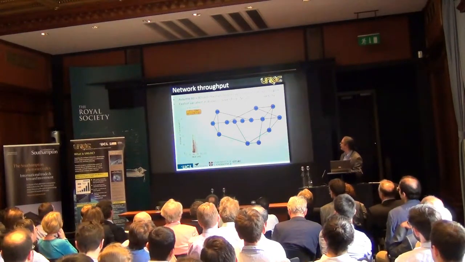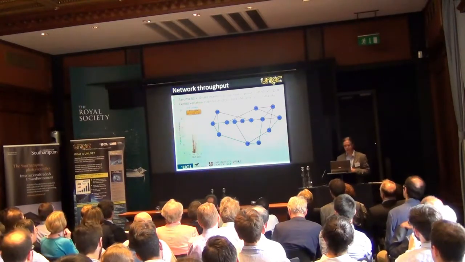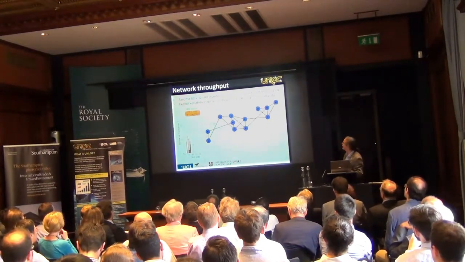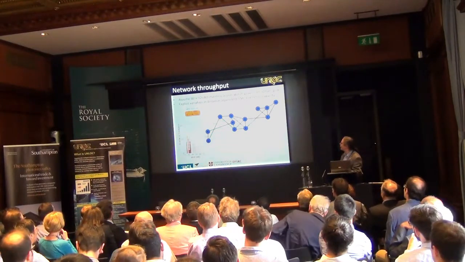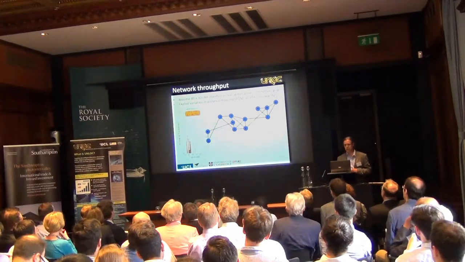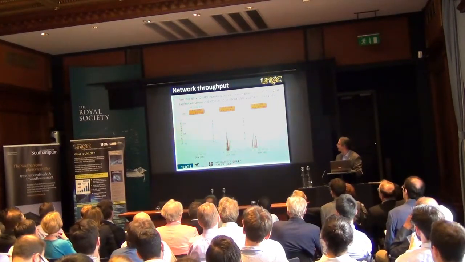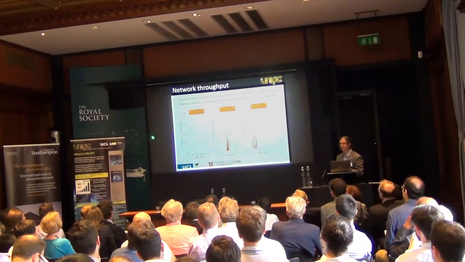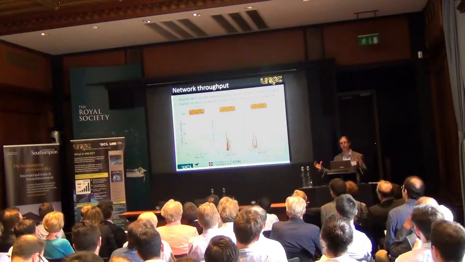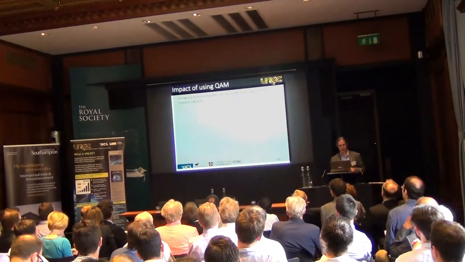Again, we can do the same with the NSFNet, and we can get of the order of 300 terabits per second. And finally, with the Google global network, we get of the order of 100 terabits per second. And this is the real thing we start to do, and exploit these variations in an SNR to try and maximize the overall capacity of the network.